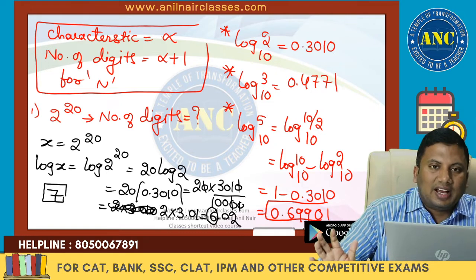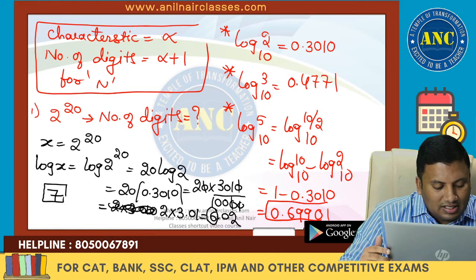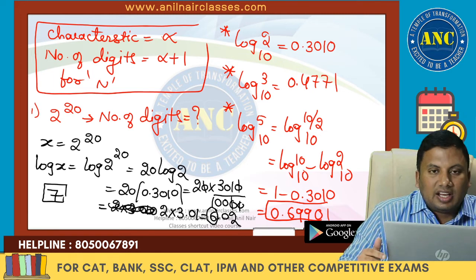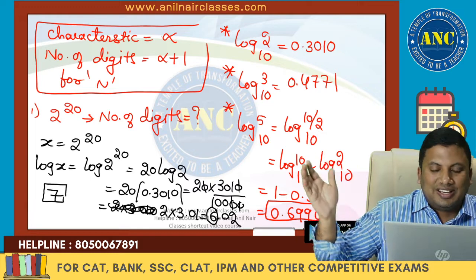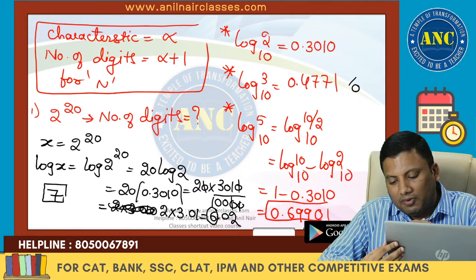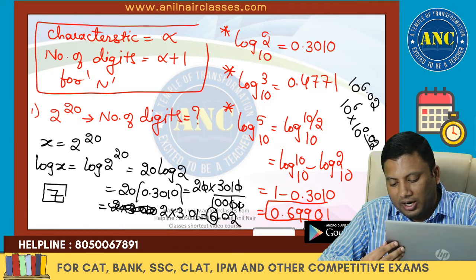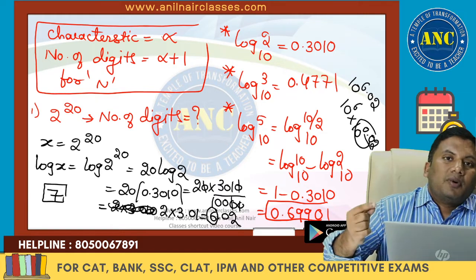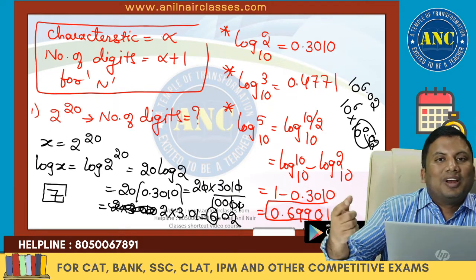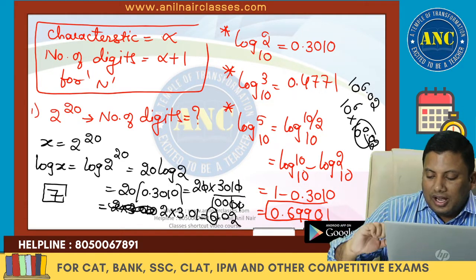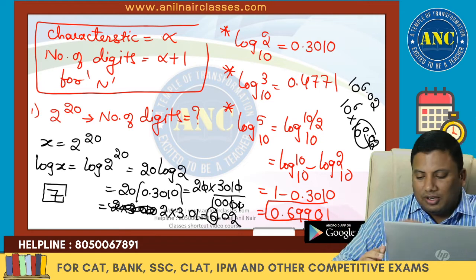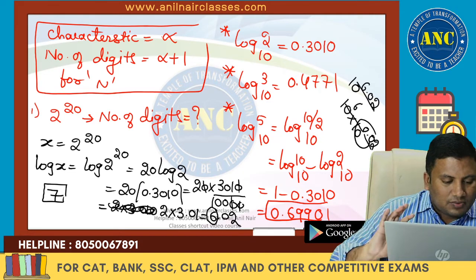I hope the idea is clear. So, why is it 7? Log x base 10 is 6.02. So, x will become 10 power 6.02. So, 10 power 6 into 10 power 0.02. 10 power 1 will have 2 digits, 10 power 2 will have 3 digits, 10 power 6 will have 7 digits. The leftmost value will get multiplied with this numerical value. These complicated calculations, we don't require.